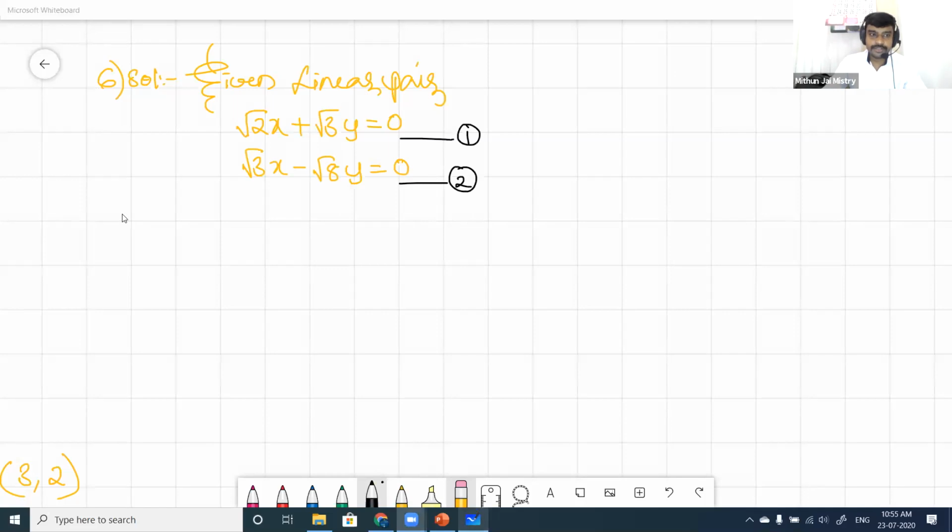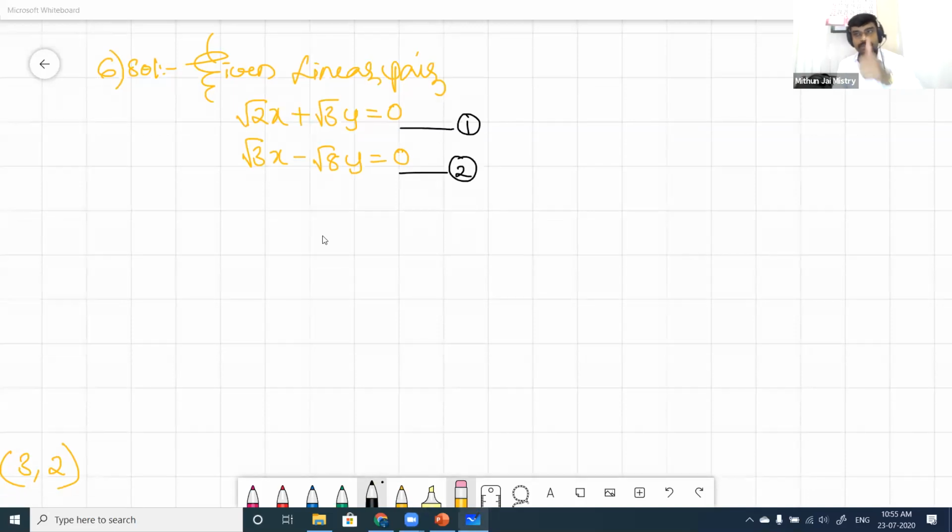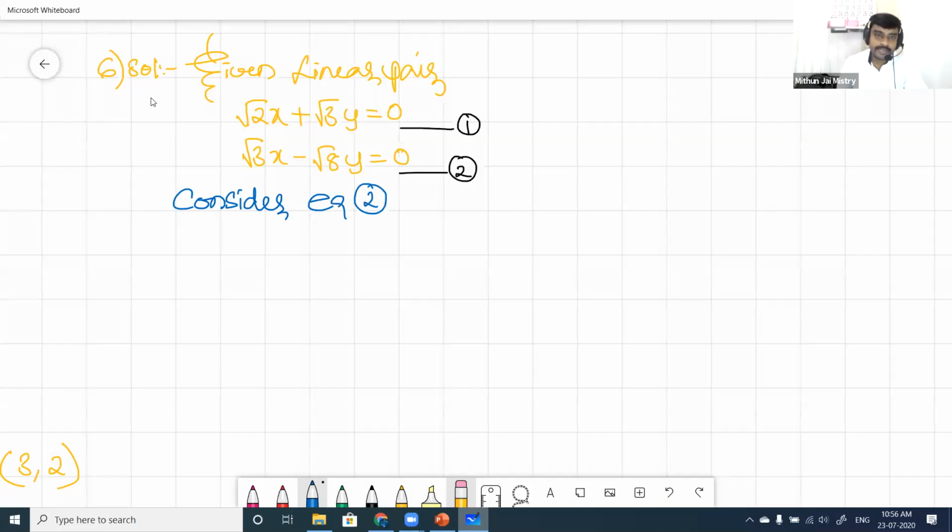So Sai Dikshit this time gave the answer. Very good, Sai Dikshit. x equals 0, y equals 0 is the correct answer. Great. So let us see how Sai Dikshit is correct. First I will consider, like our previous, equation number 2 this time. Instead of equation 1, I am taking equation 2.